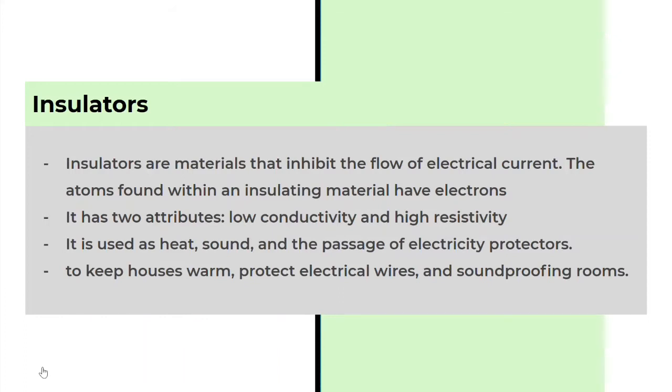Insulators are materials that inhibit the flow of electrical current. The atoms within an insulating material have electrons that are tightly bound, and because of this, they do not move much in the material. It has two attributes, low conductivity and high resistivity. They may protect against heat, sound, and the passage of electricity. Thermal insulators, sound insulators, and electrical insulators are used to keep houses warm, protect electrical wires, and soundproof rooms.